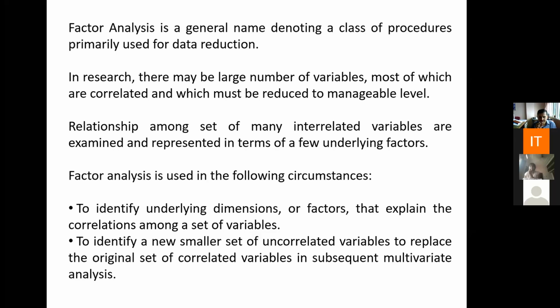So factor analysis is used in following circumstances. First is to identify underlying dimensions or factors that explain the correlations among a set of variables. Second is to identify a new smaller set of uncorrelated variables to replace the original set of correlated variables in subsequent multivariate analysis. Fine. So up till this, at least a basic understanding that why do we conduct this factor analysis, it is clear with you all.